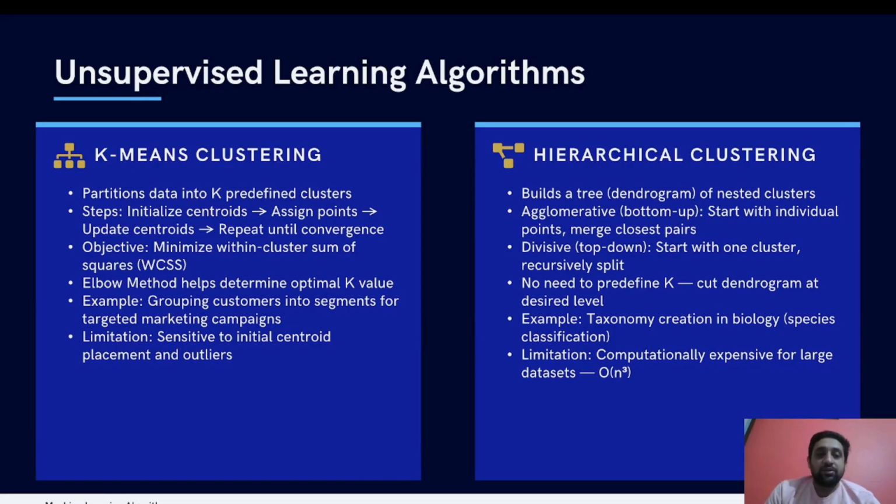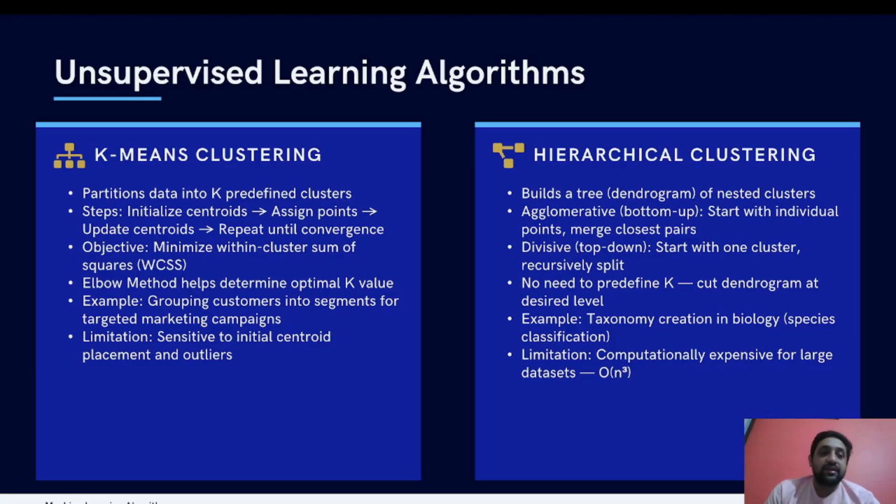Now let's come to our next topic, unsupervised learning algorithms. Unsupervised learning algorithms work with unlabeled data and aim to identify patterns or groupings within the data. One common algorithm is k-means clustering, which divides data into a predefined number of clusters by assigning points to the nearest centroid and updating those centroids iteratively.